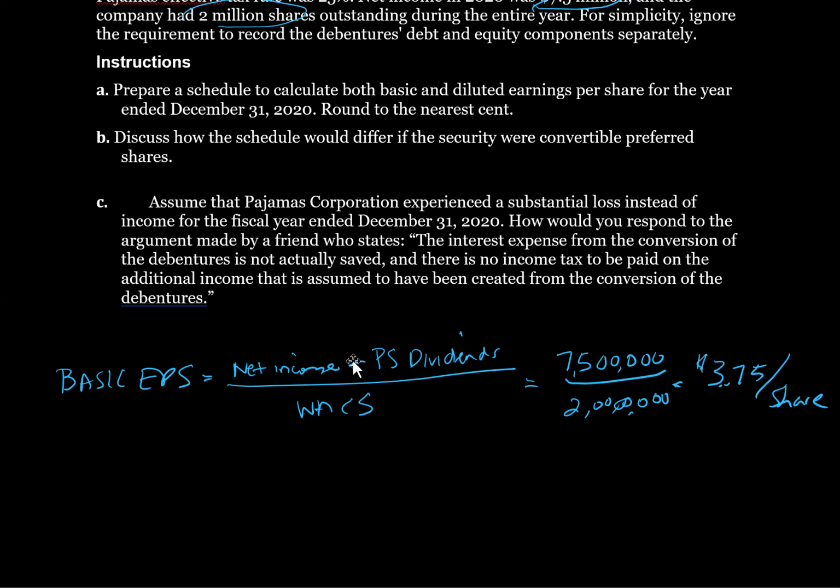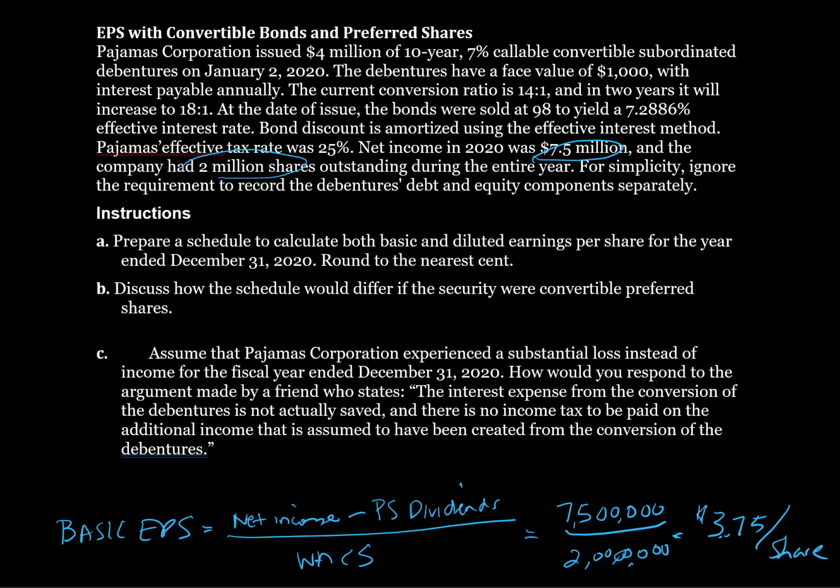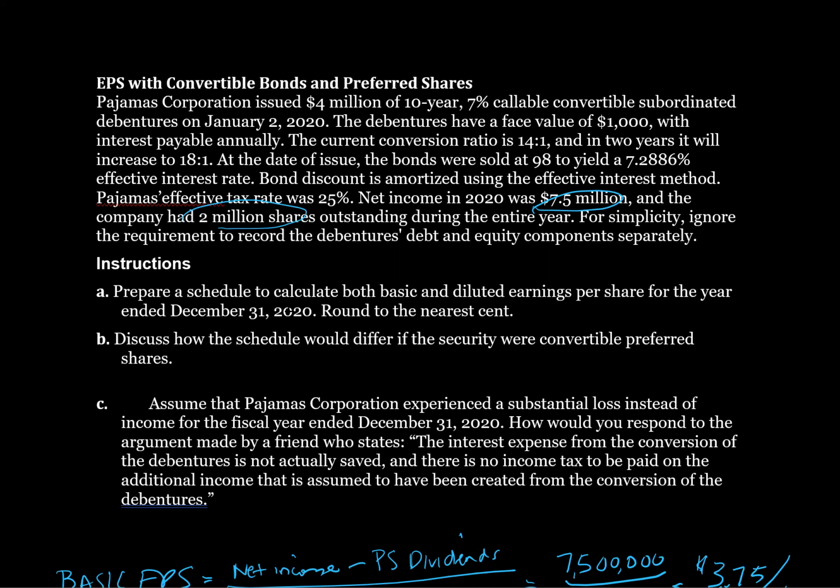Now let's figure out the diluted earnings per share. So if the debentures are converted, what's going to happen? We know that we need to do two things. We need to change the net income, because if the debentures were converted, we would no longer have paid interest on them during this year. And we also need to take into account the change in the number of shares that would happen from the exercise of the debenture. So let's start with the change to net income.